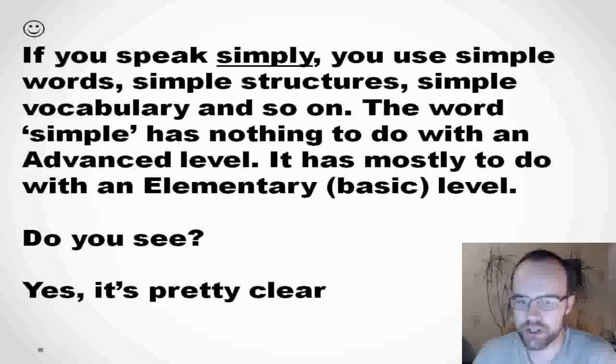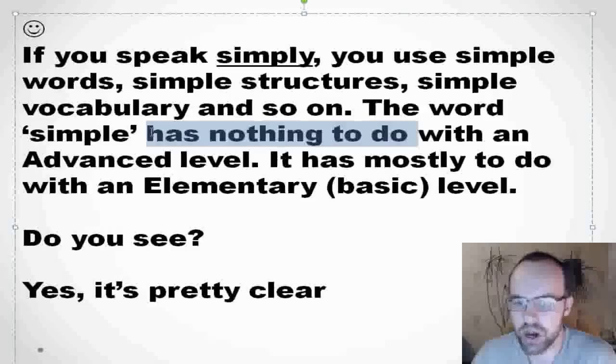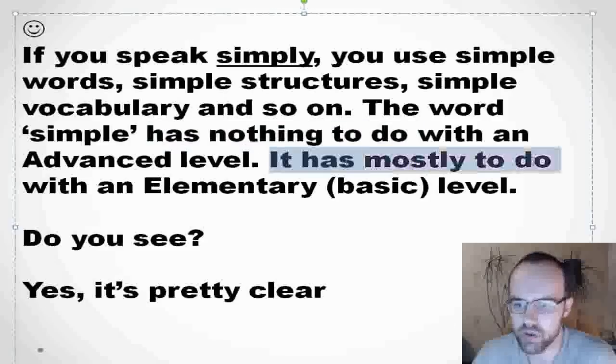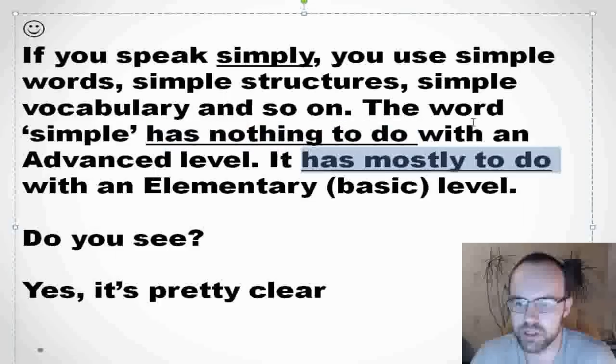Okay, so the word simple has nothing to do with an advanced level. A very good phrase. Has nothing to do means that actually it isn't about this advanced level. It's for another level, and it has mostly to do with an elementary or basic level. Please keep in mind these two great phrases for speaking: has nothing to do with an advanced level, so it isn't about it, and has mostly to do, it's mostly about it. It has mostly to do with an elementary or basic level.